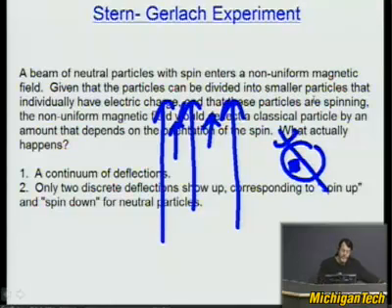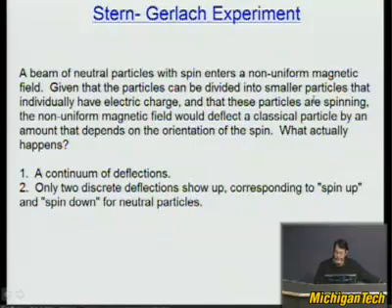So then you send this through an experiment. The orientation that you get out would classically be a continuum of deflections. But you do this experiment now in reality. What do you get? Do you get a continuum of deflections, or do you get only two discrete deflections showing up, corresponding to spin up and spin down for neutral particles? Which is it? Well, if it was just classical, we wouldn't be here now.